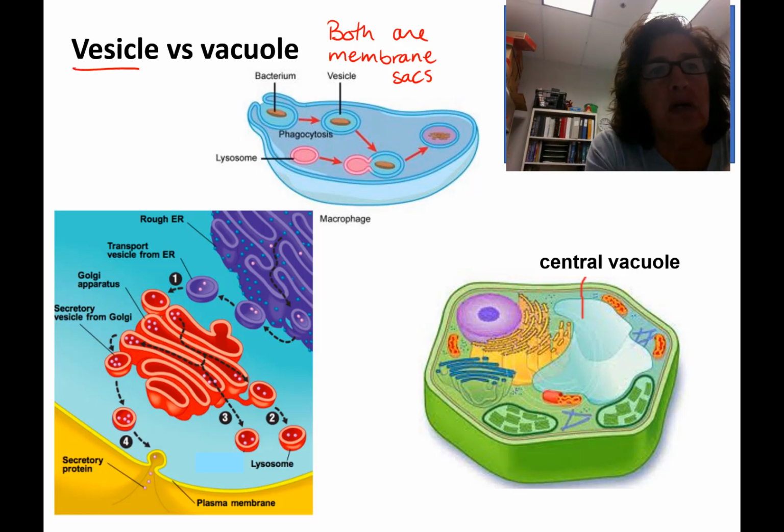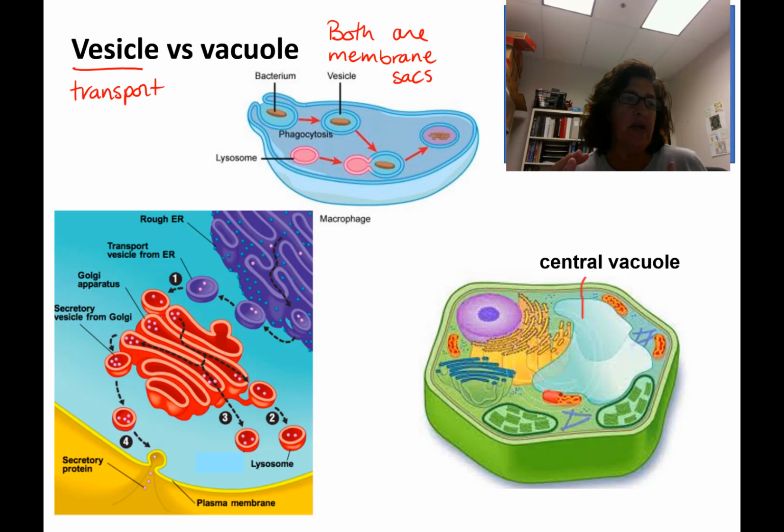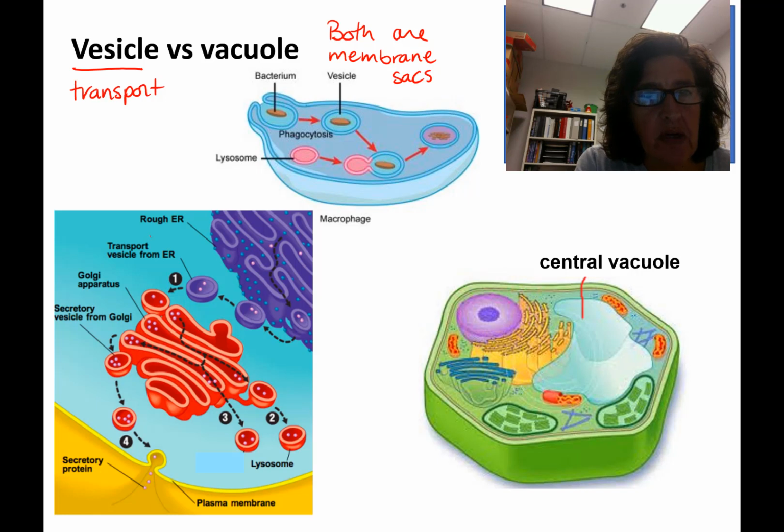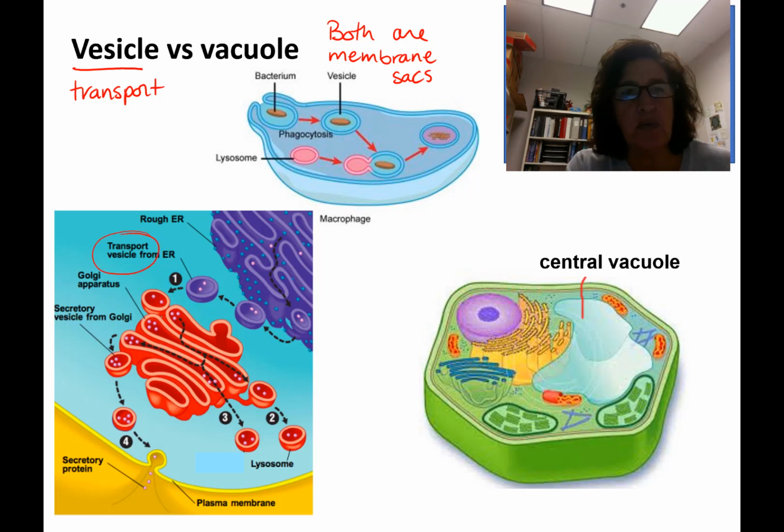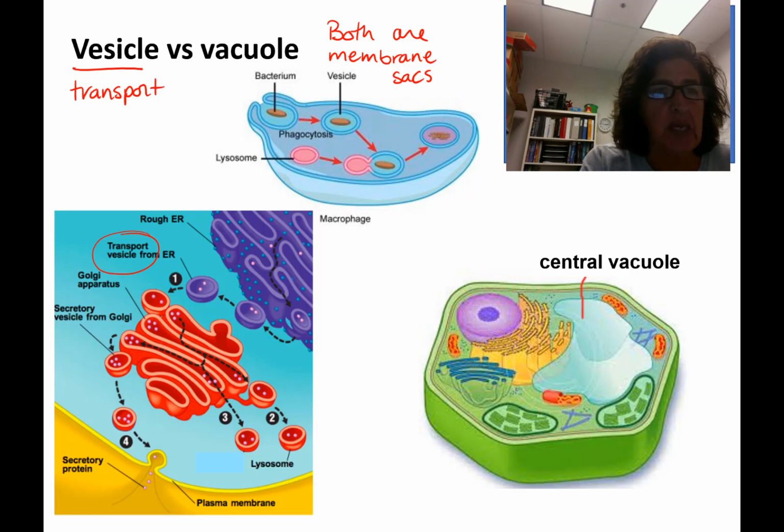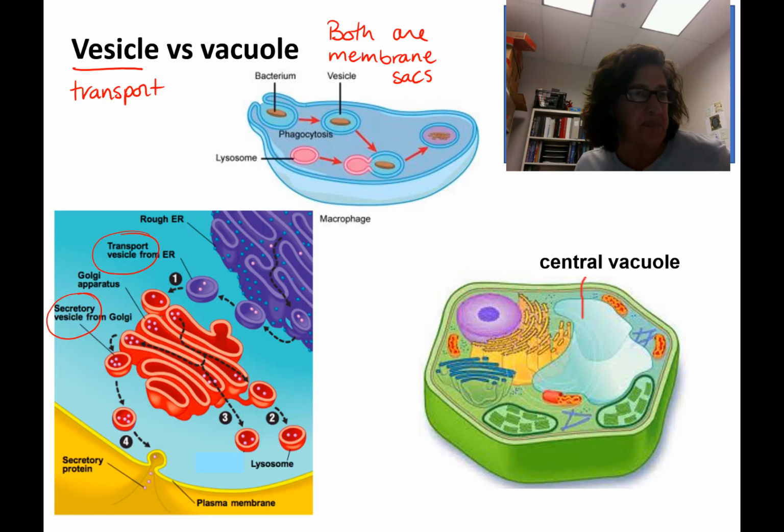Vesicles in general are for transport. Okay, so moving things from one place in the cell to another. So you can see down here from our rough ER, we have a transport vesicle that's bringing, say, some proteins to the Golgi. And then from the Golgi, we have what we call a secretory vesicle that is going to take these proteins to the plasma membrane to secrete them. So sometimes vesicles will have these special modifier names, transport, secretory, things like that. Again, you'll really get into this in cell biology.